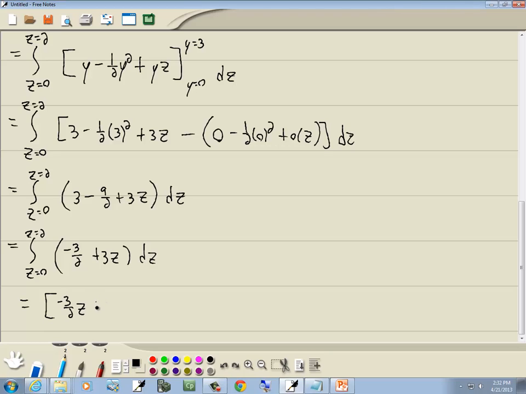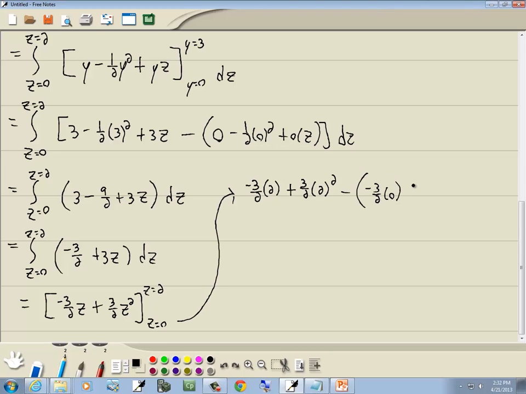Okay. Well, whenever you have a number, you just put the variable on it, so it becomes negative 3/2 z plus 3/2 z squared. Add 1 to our power, divide by our new power. Now we're ready to plug in our numbers. So plug in 2 for z. So I got negative 3/2 times 2 plus 3/2 times 2 squared minus, I'll put parentheses, that affects the sign of everything that follows it. And now plug 0 in for z. So I got negative 3/2 times 0 plus 3/2 times 0 squared.